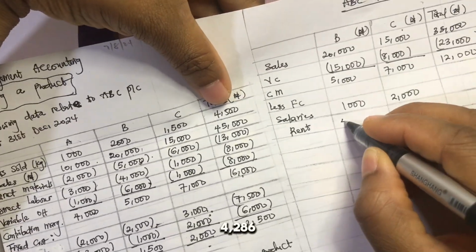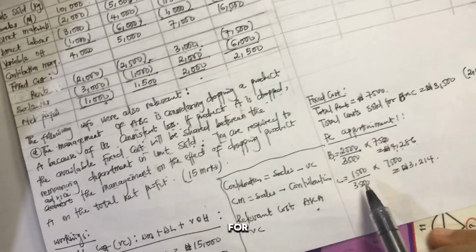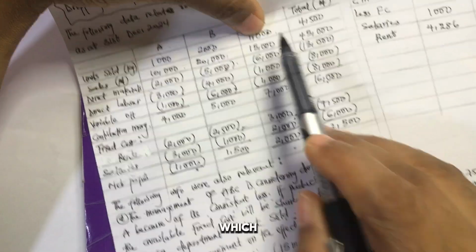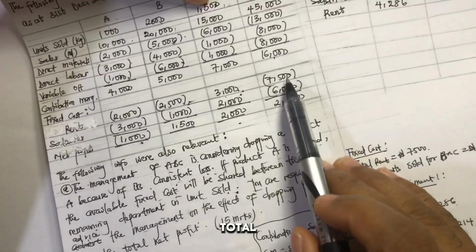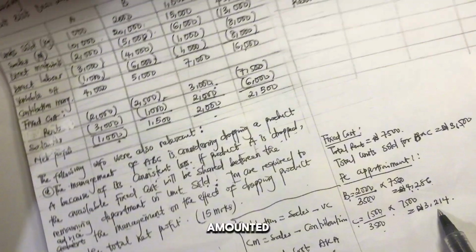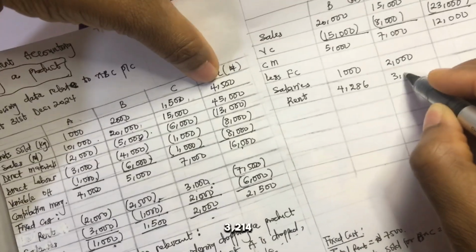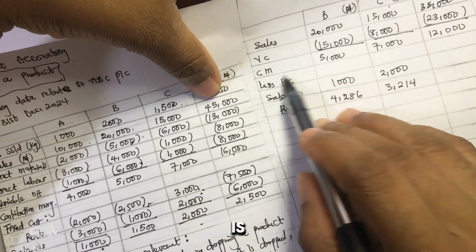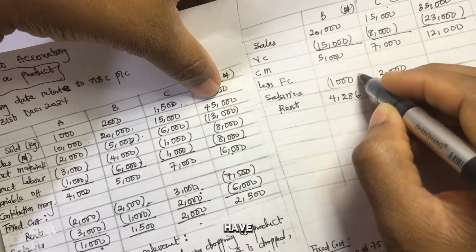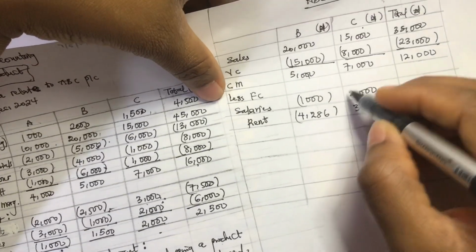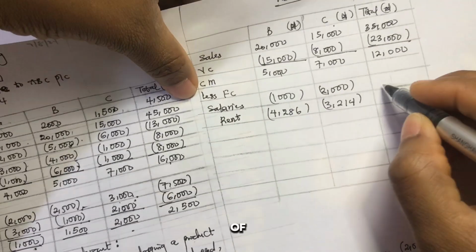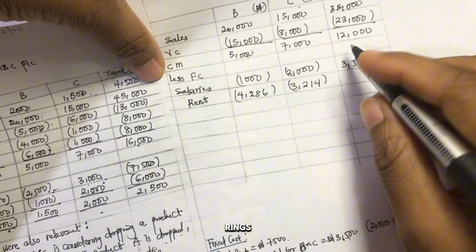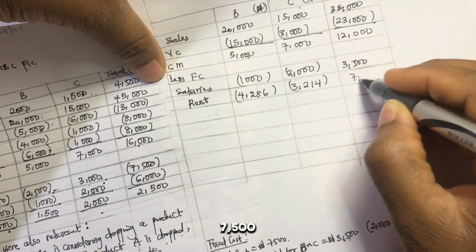So that would be 4,286. And for C, units sold divided by the total units sold, which is 3,500, times the total rent for the three products, which amounted to this. That is for C. That will be 3,214. So since this is contribution, which is profit, and these are expenses, they have to be reduced. And the total for this is 3,500, and the total for the rent is 7,500.